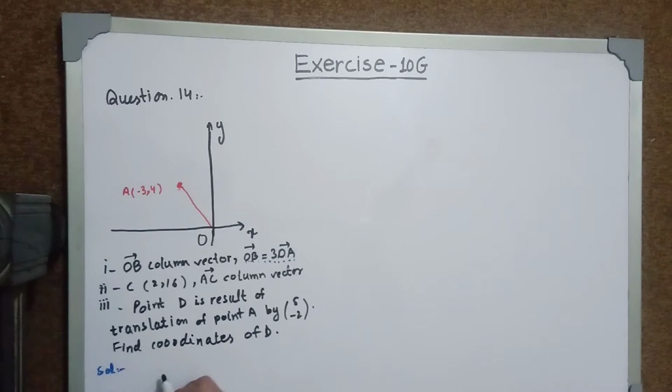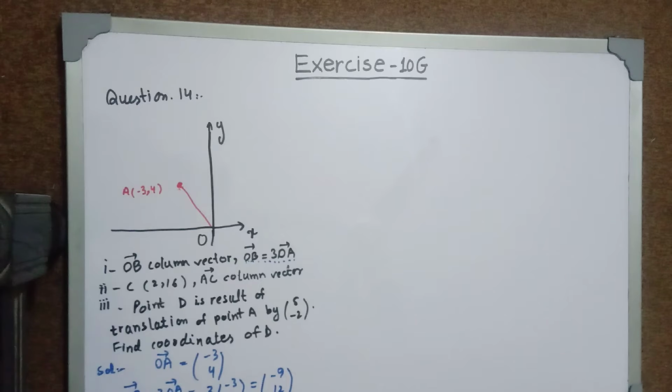Solution is, we know that OA is equal to (-3, 4), right, by using these coordinates. Now, OB is equal to 3 times OA. So I'm going to substitute the value of OA here, and it will be equal to 3 into (-3, 4), and on multiplying I'll get (-9, 12). So we got the OB column vector here.